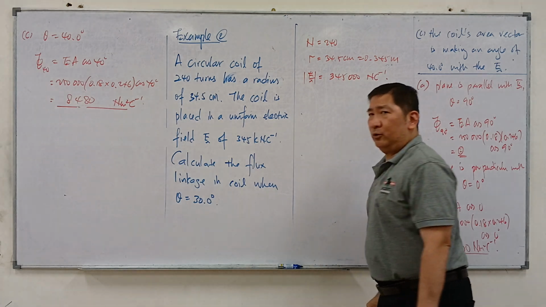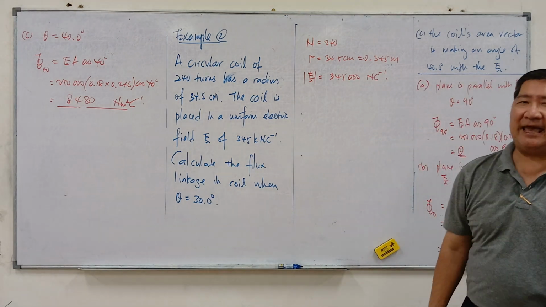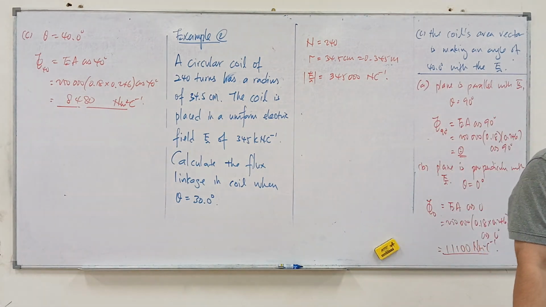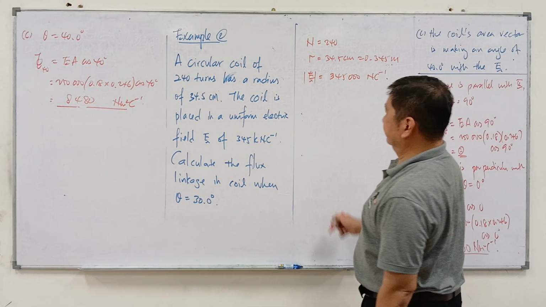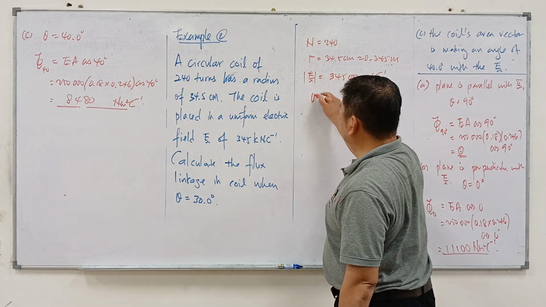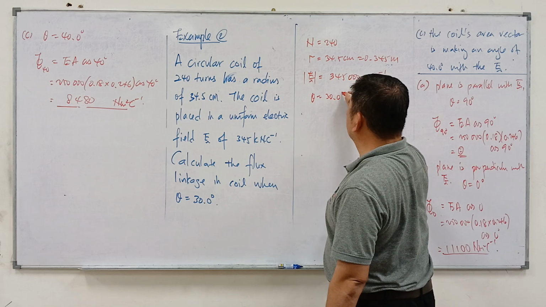This is where students always make mistake. They forgot the K there. Okay, so the trick questions like that. Question can be very simple. They give you in centimeter, they give you in kilo value, and some more. You forgot to change one of them, sayonara to that question already. Okay, and theta is 30 degree.